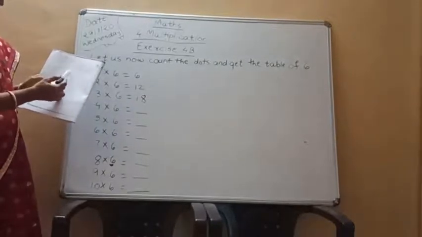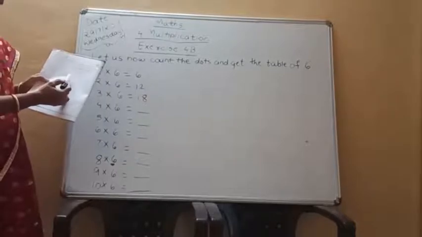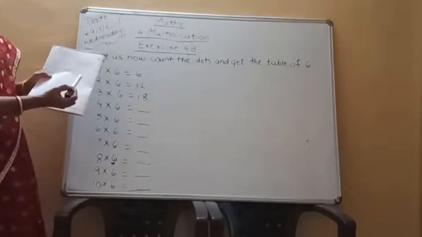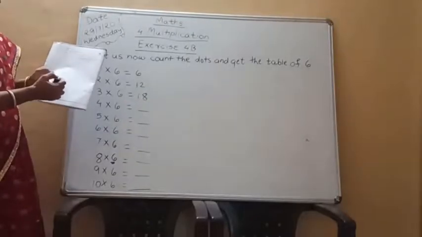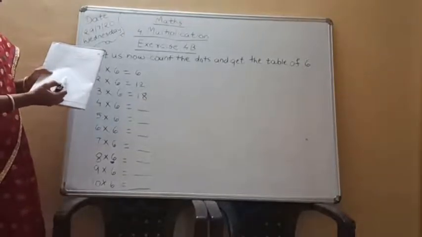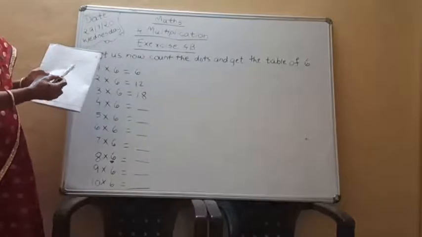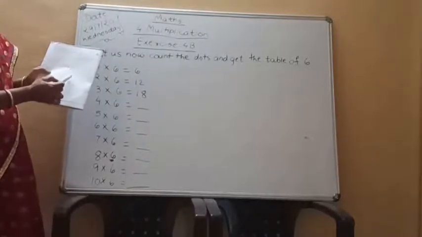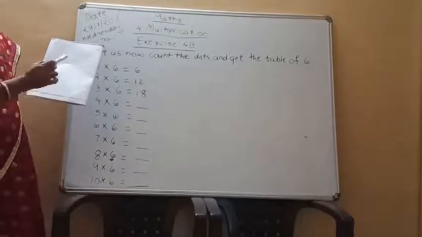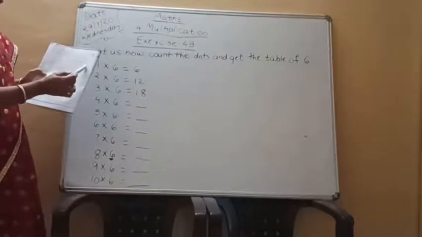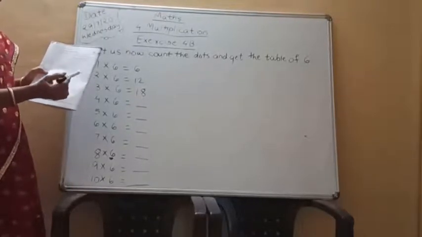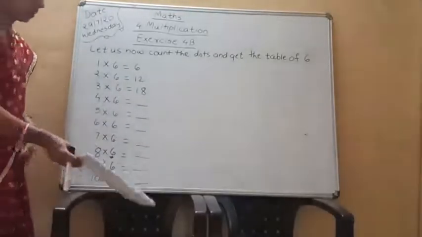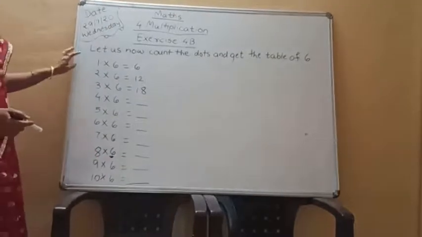See here, one box is given, 2 box, 3 4 5 6 7 8 9 10. So you can count here 1 2 3 4 5 6 7 8 9 10. So 10 boxes are given here and you have to write down the answers here. So in this way we have to complete the table of 6. So we will see one by one.